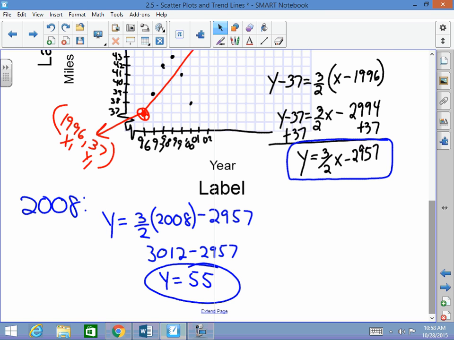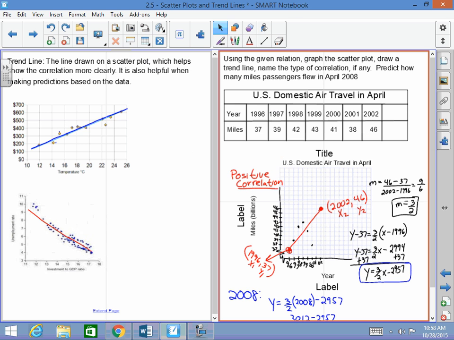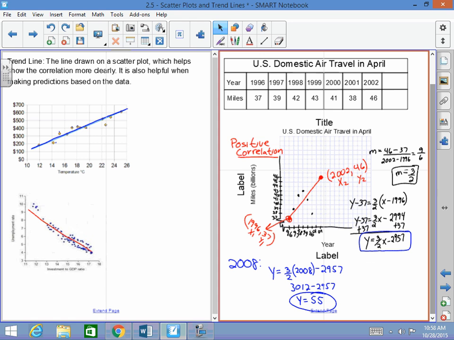And it makes sense. Why does it make sense, Mr. Morrow? Because you say so? No. Because look at the graph. I have a positive relationship here. So as the year increases, don't my miles have to increase as well? When I plugged in 2008, that's a later year, isn't it? Didn't my miles go up? It made sense.